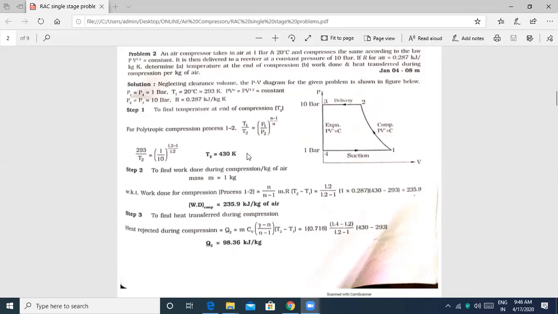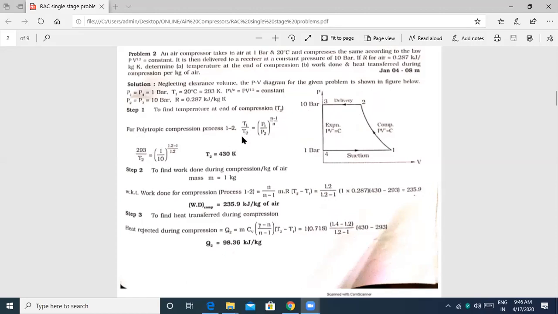It is the same process. You have to apply the relationship between temperature and pressure for polytropic compression, which is given by T1 by T2 equals P1 by P2 to the power of (n minus 1) divided by n, or you can take T2 by T1 equals P2 by P1 to the power of (n minus 1) divided by n. Both have the same meaning. You can apply either this equation or that equation.